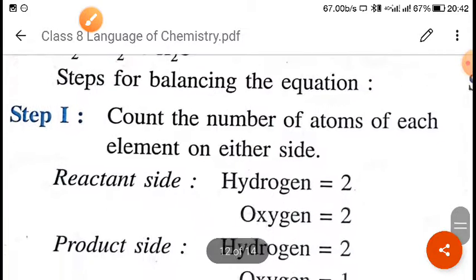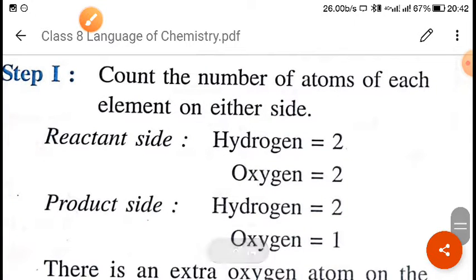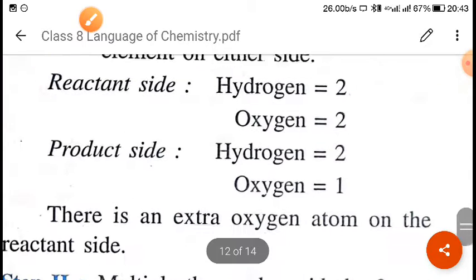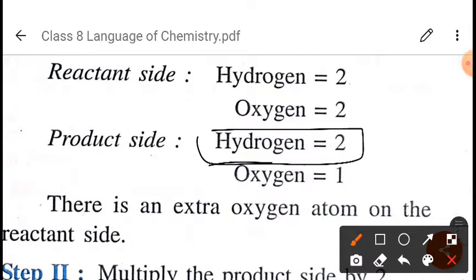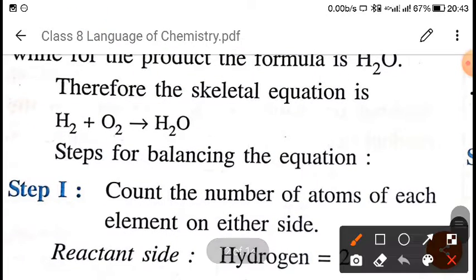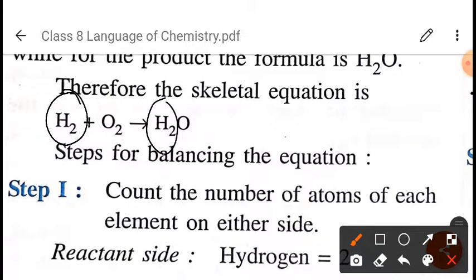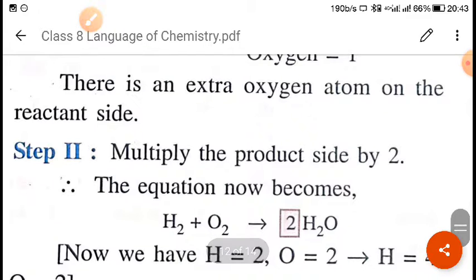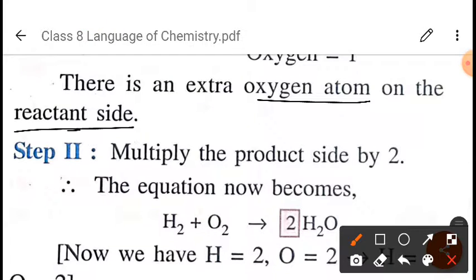So how will we balance this? We will first count the number of atoms of each element on each side. On the reactant side, you see 2 hydrogen and 2 oxygen, right? And on the product side, there are 2 hydrogen, but only one oxygen, right? As you can see, on the reactant side, 2 hydrogen, 2 oxygen, and on the product side, 2 hydrogen, only 1 oxygen. Means on the reactant side, one extra oxygen atom is there, right?